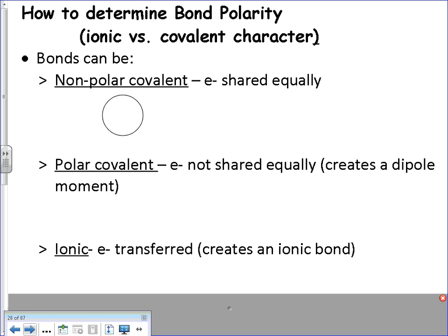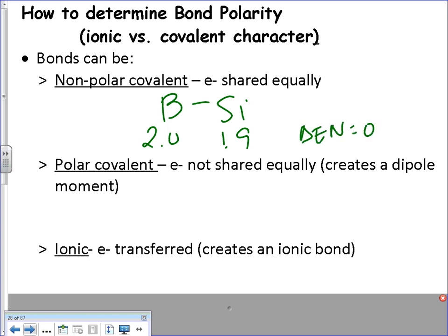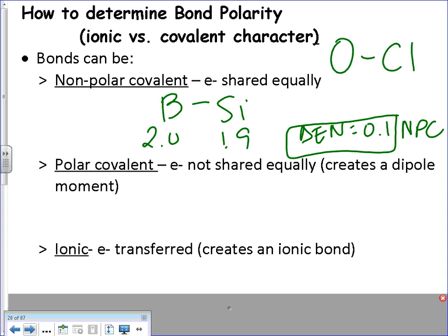All right. Boron and silicon. Okay. So B and Si. So that's a 2.0 on my paper. Yours is probably close. And a 1.8, 1.9. Okay. But still, it's a relatively small difference. What's the difference here? A 0.1 or 0.2, right? So in this example that I've written up here, 0.1. And that falls in the nonpolar covalent region of the electronegativity difference, this continuum we're talking about. So another one might be oxygen and chlorine, right? Look at oxygen and chlorine. What are their values? 3.0 and?